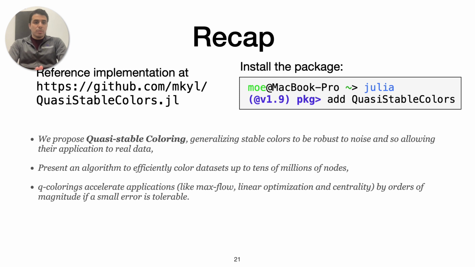So to recap, I told you today about quasi-stable colorings, our generalization of stable colorings so that they can be robust to noise and used on real-life data. I've shown you 3 applications for this.